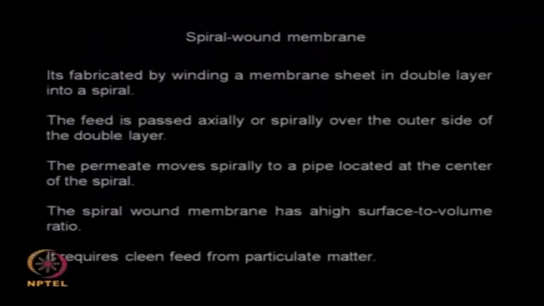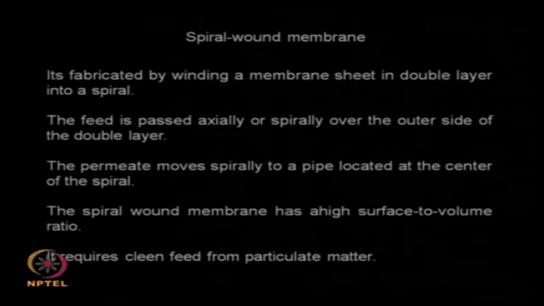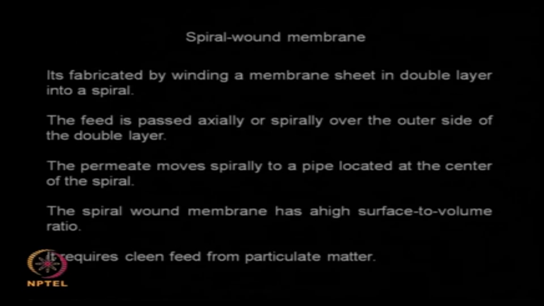And another design is your spiral wound membrane. So how do you do it? You have a fabricated wound of a membrane sheet in double layer into a spiral. So you get it like a spiral. The feed is passed axially or spirally over the outer side of the double layer. Okay. So the permeate also moves spirally to a pipe located at the center of the spiral. So the liquid flows in a spiral manner. So we get a very large surface to volume ratio.